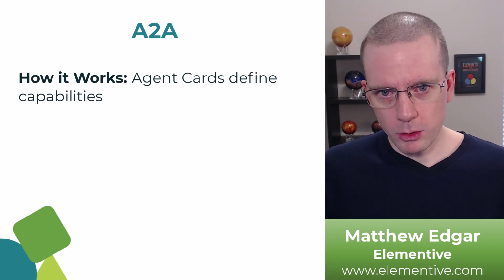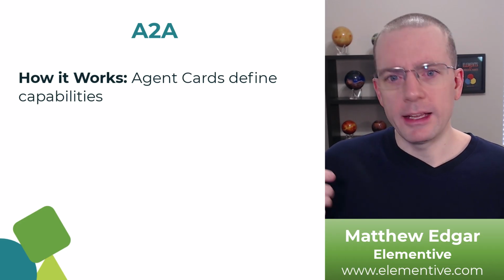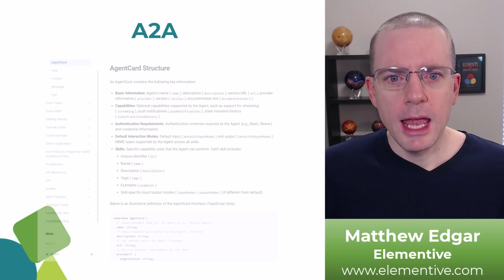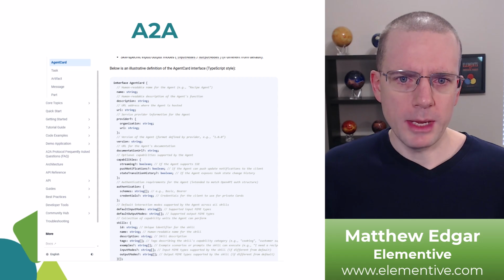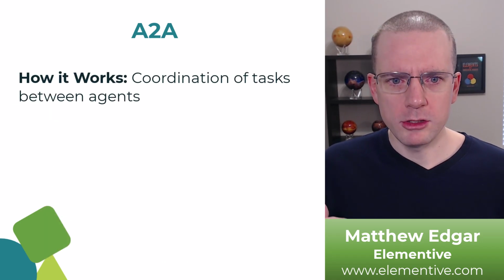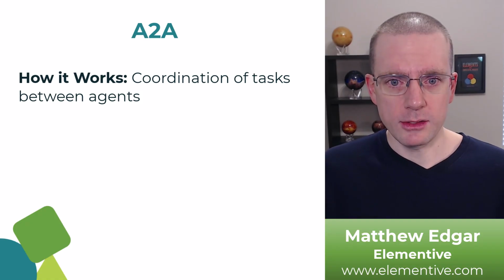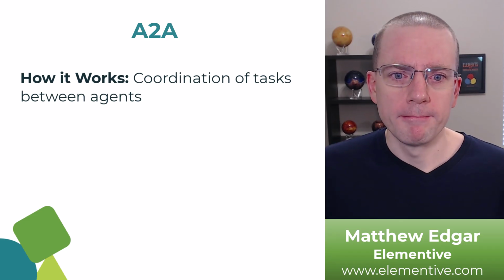The A2A protocol defines how agents can discover each other. That's via JSON agent cards. And these cards list the agent's capabilities, skills, and other basic information. The protocol is also designed to help agents manage and coordinate tasks. So it's really about that agent to agent communication.